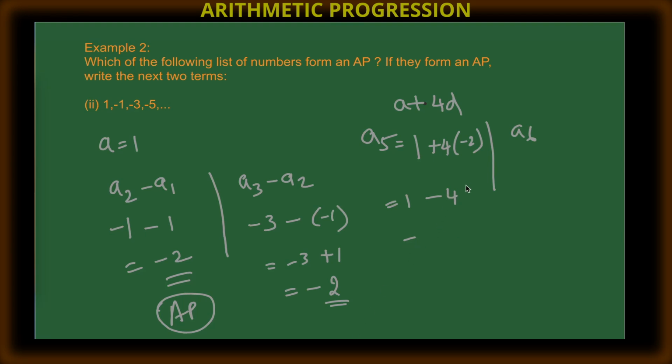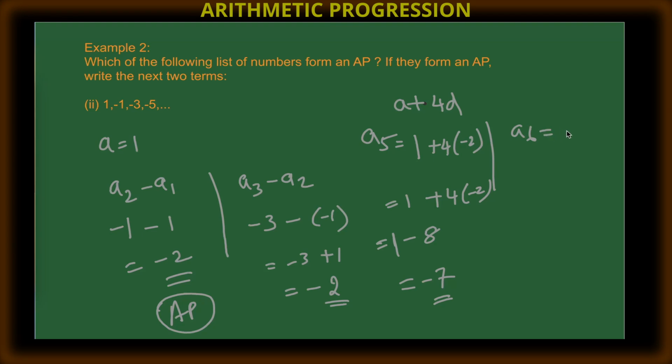So this is multiplication, right? Minus 2. So 1 plus into minus becomes minus. 4 2s are 8. Minus 7. Okay, I misunderstood this.